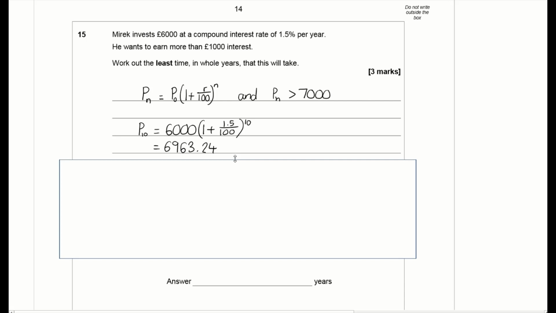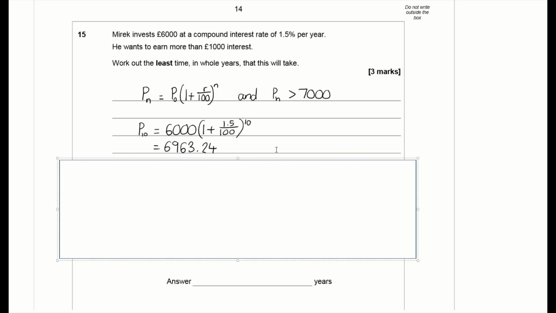Now, in this first example, if we try 10 years, we would have 6,000 times 1 plus 1.5 over 100 to the power of 10, gives us 6,963. So you might trial and improve with a few of them. You might have tried 3-4 years, and you quickly realise that it's quite far away.